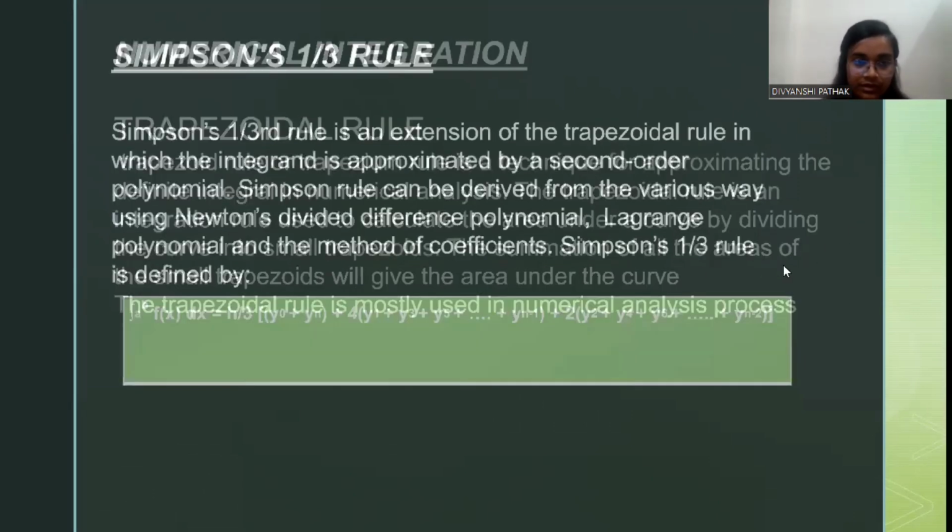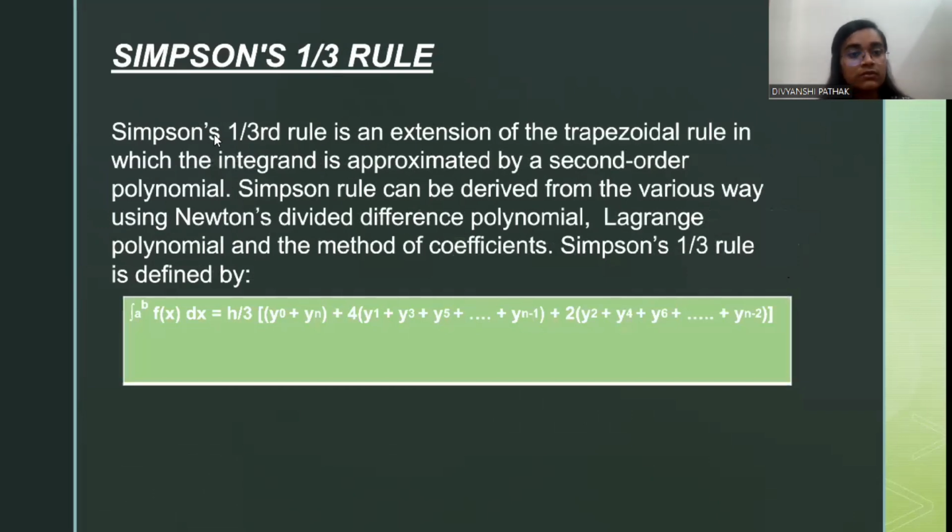Okay. Now Simpson's rule. Simpson one-third rule is an extension of trapezoidal rule only, in which the integrand is approximated by a second order polynomial. In trapezoidal, it is a first order polynomial. In Simpson's one-third rule, it is a second order polynomial. Simpson rule can be derived in various ways from Newton divided difference and Lagrange polynomial, as I said earlier. And Simpson one-third rule is defined by this.